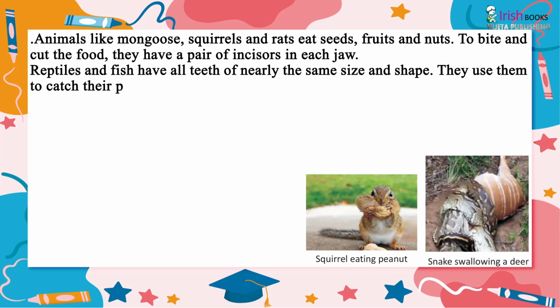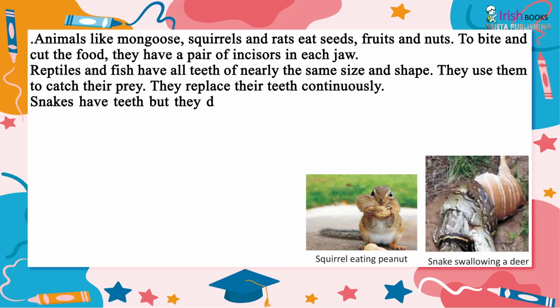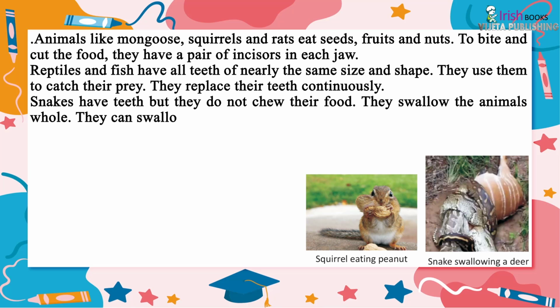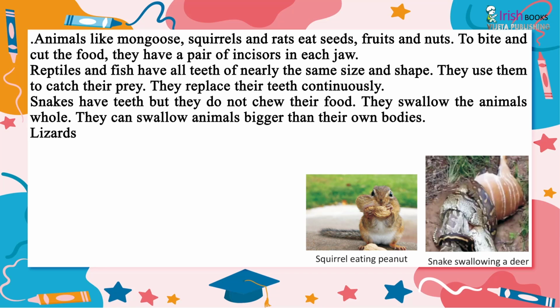Reptiles and fish have all teeth of nearly the same size and shape. They use them to catch their prey. They replace their teeth continuously. Snakes have teeth, but they do not chew their food. They swallow the animals whole. They can swallow animals bigger than their own bodies.